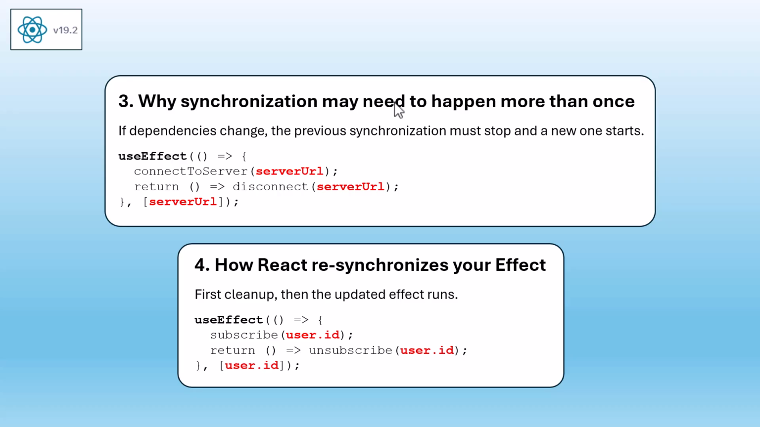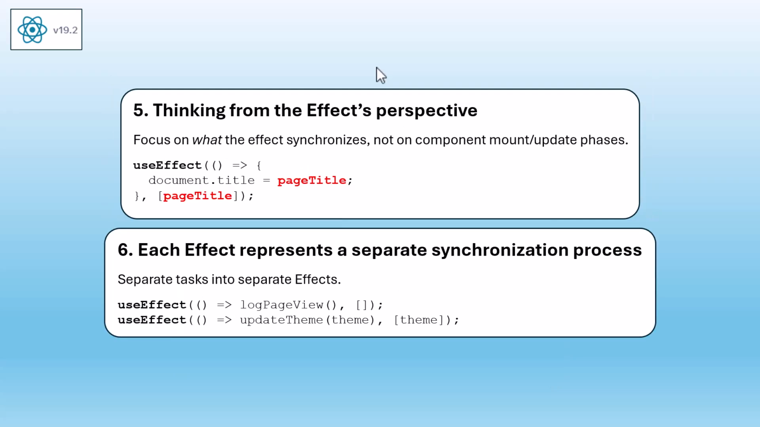4. How React resynchronizes your effect. When React notices that one of the dependencies of your effect has changed, it does two things in sequence. First, it runs the cleanup logic from the previous synchronization, stopping whatever was running. Then it runs the effect body again, setting up the new version. This ensures that the external system your effect depends on is correctly aligned with the current values of props or state.